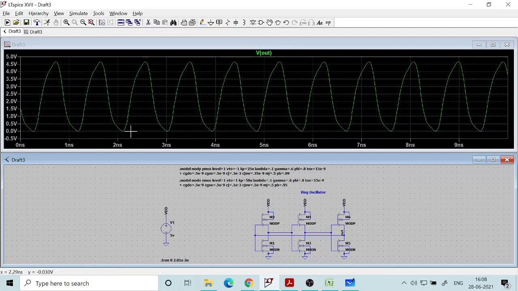So I plotted the output only at a later time, starting from 2 micro and ending at 2.01. 2.01 means it's like a 10 nanosecond duration. Only a 10 nanosecond duration I am plotting. So in 10 nanoseconds, 1, 2, 3, 4, 5, 6, 7, 8, 9, 10, roughly 10 cycles I am seeing. So let's measure the period.